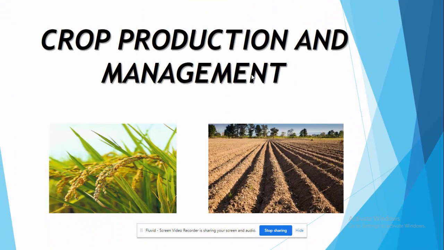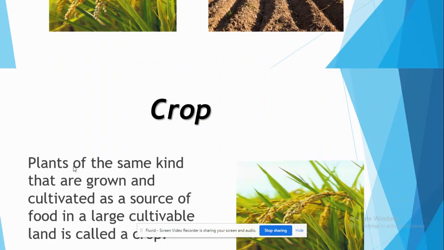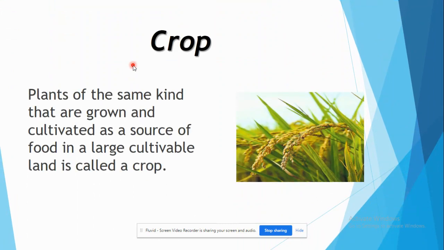Let's start. Crop Production and Management. Crop. So, what's a crop? Plants of the same kind that are grown and cultivated as a source of food in a large cultivable place is called a crop. We can also say that when plants of the same kind are cultivated at one place on a large scale, it is called a crop. For example, a crop of wheat means that all the plants grown in a field are wheat.